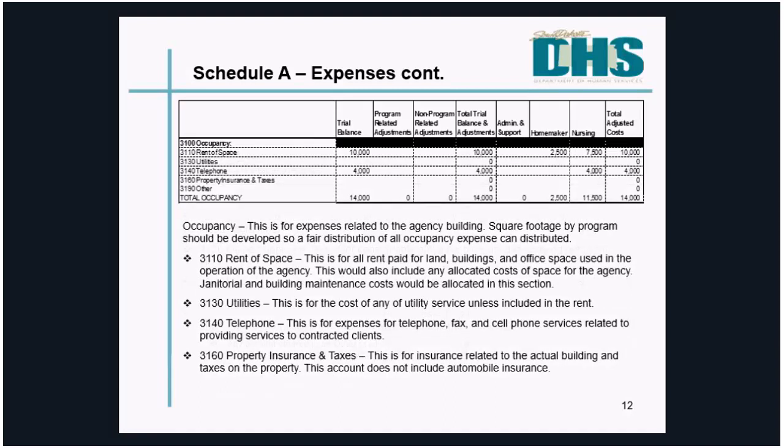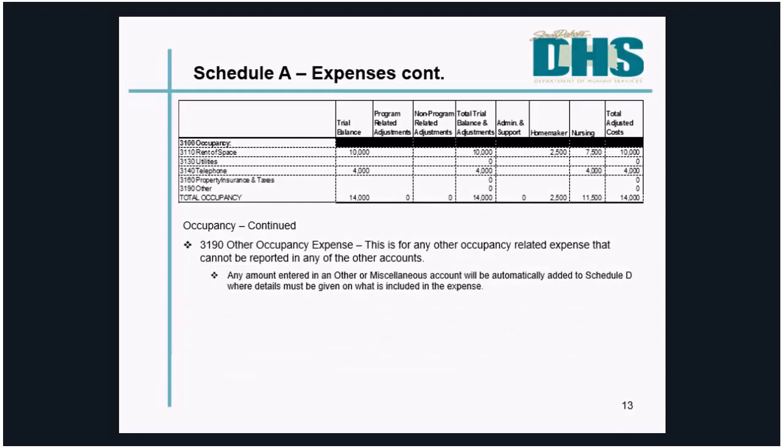Occupancy, these are building related expenses. Expenses should be allocated based on, our recommendation is by square footage of each program. You'll include rent of space, utilities, telephone, property insurance, and taxes in this section. And then also the other occupancy expense. These of course are any expenses related that cannot be reported in any of the other accounts. And again, that amount will go over to Schedule D, and additional support will be needed for those expenses.